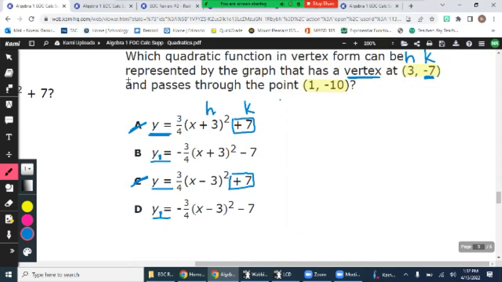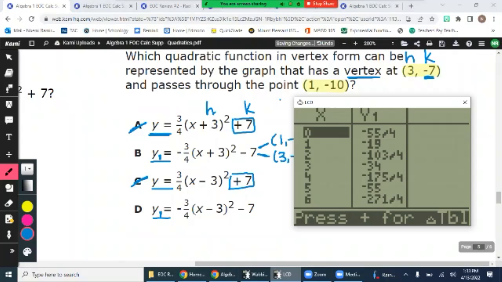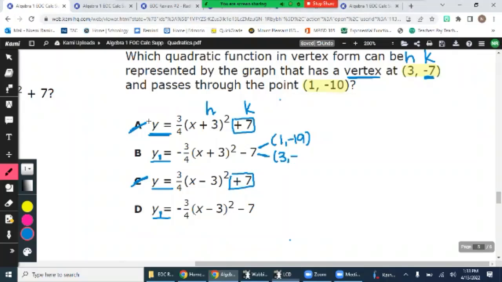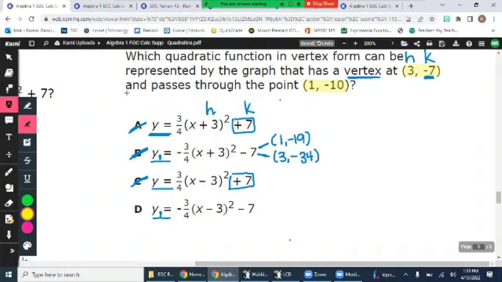But since these are notes, once I go back to study, I need to know why did we get rid of B? Because it gives us 1, -19 and it gives us 3, negative what? -34. The points do not match. Okay. I'm eliminating B for now.